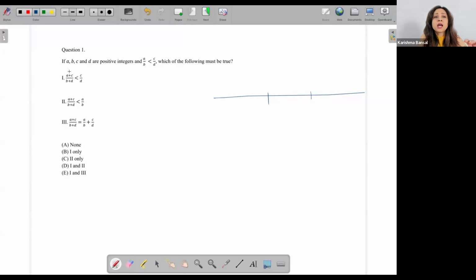Still, it doesn't matter. I know A, B, C, D are all positive integers, which means A by B is positive and C by D is positive. So I know that I have a 0 over here, and A by B is over here and C by D is over here. Are we comfortable with that, right? On the number line, I know that they are both to the right of 0 because they're both positive, but where exactly is 1?